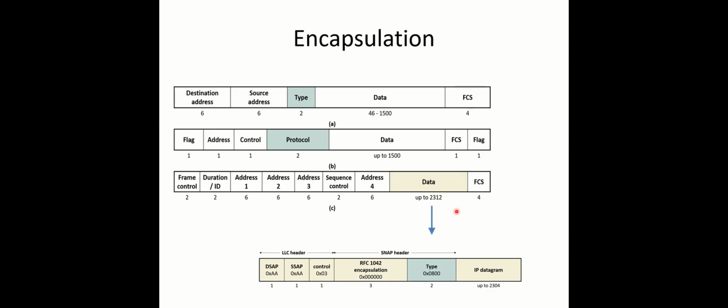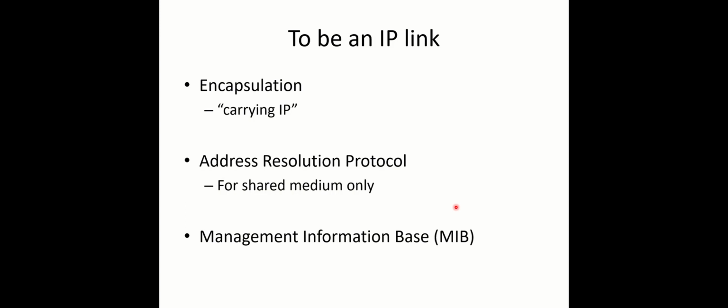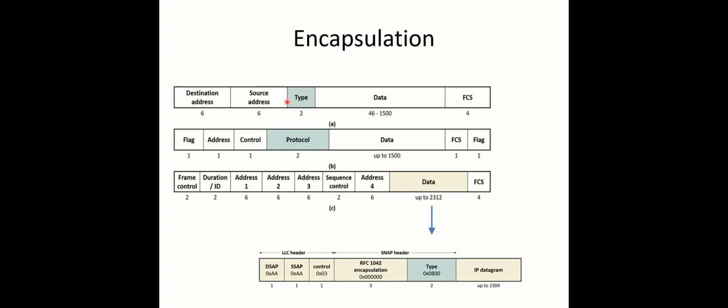Okay, so let's first talk about the encapsulation. The first frame format here on top is from the Ethernet, with a type or EtherType field that identifies the IP payload by the hexadecimal value of 0800.